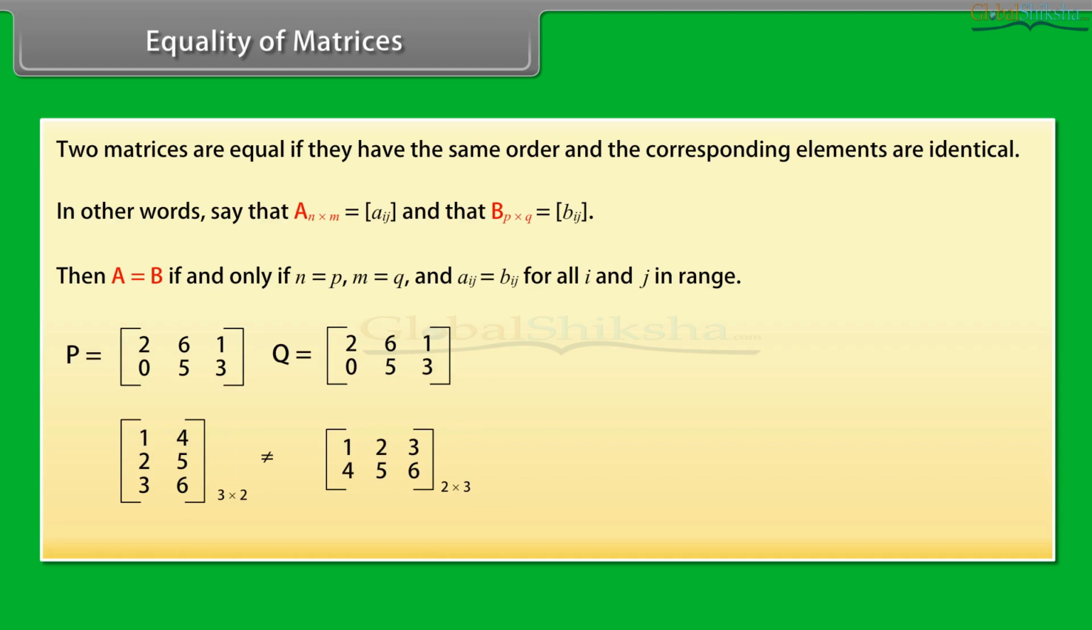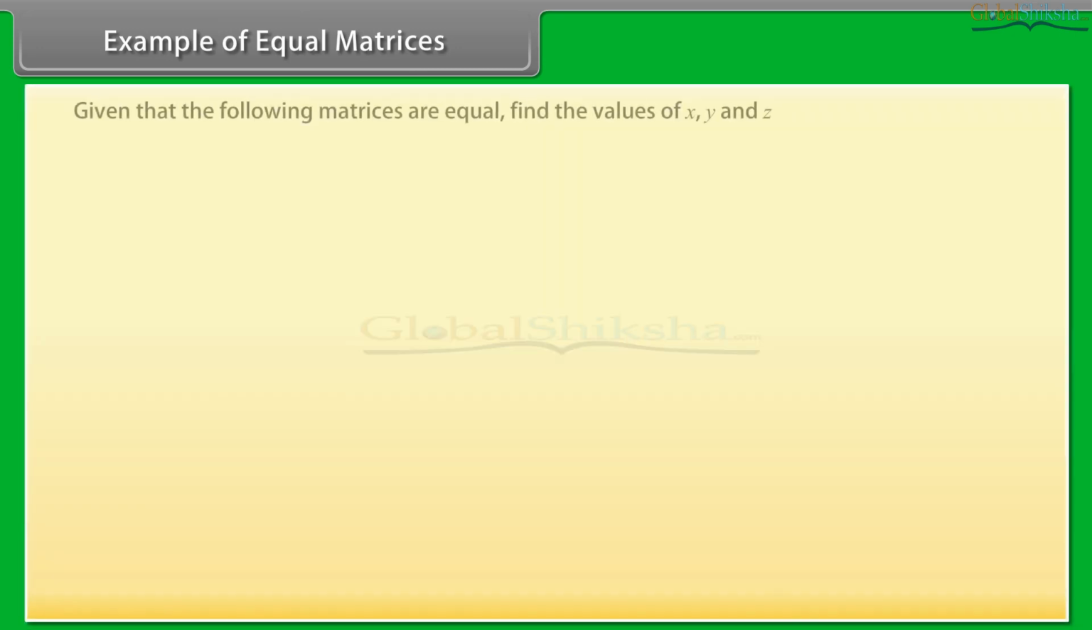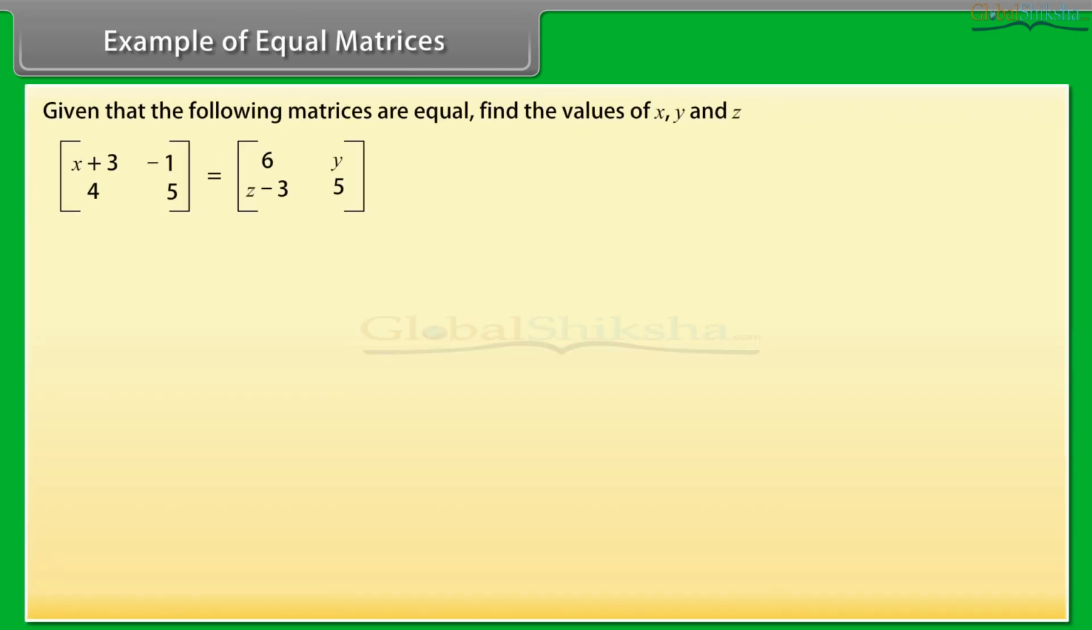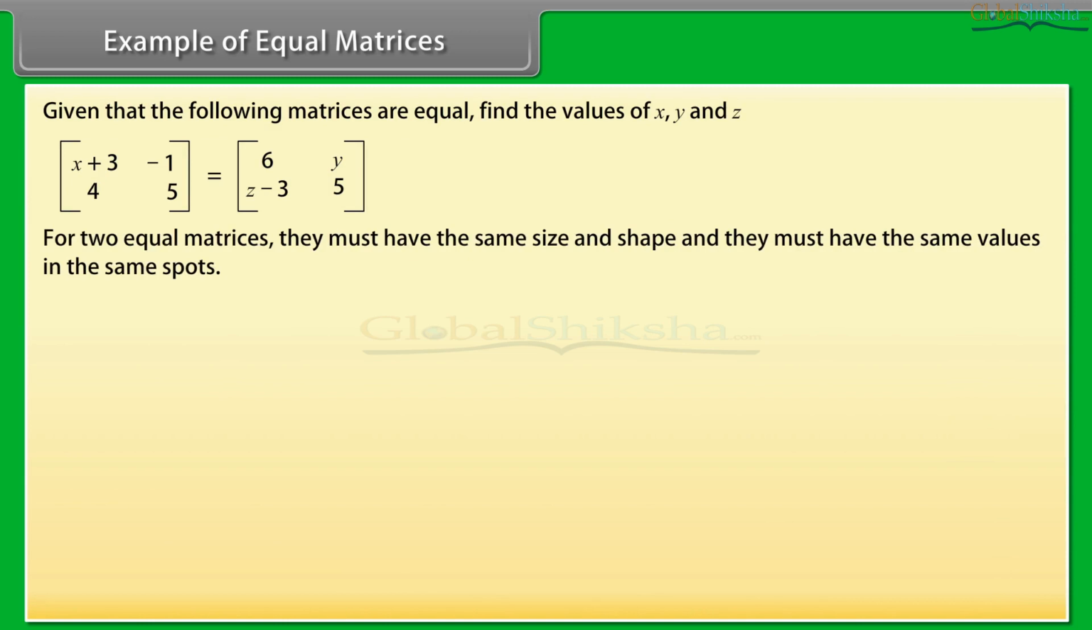Here are two matrices which are not equal even though they have the same elements. Example of equal matrices. Given that the following matrices are equal, find values of x, y and z. For two equal matrices, they must have the same size and shape and they must have the same values in the same spots. Or we can say a11 must be equal to b11, a12 must be equal to b12 and so forth.